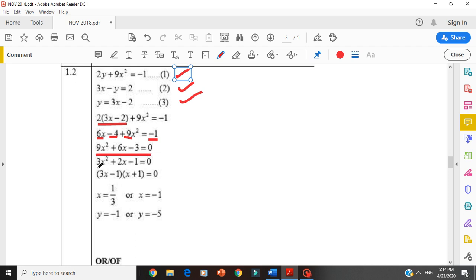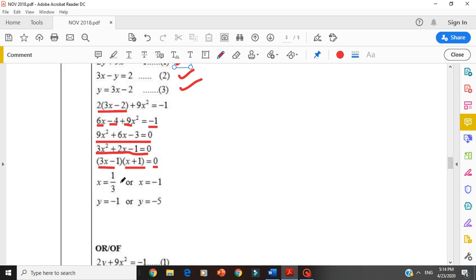So 3x squared plus 2x minus 1, we can take 3 as a common factor out, and that's how you get this expression. And then you can factorize that using your calculator or just by using the factors of 1 and 3. Okay, and then you can solve for x, and you'll get x is 1 over 3 and x is minus 1. Substitute this back into the easier equation, which would be this, equation 3.